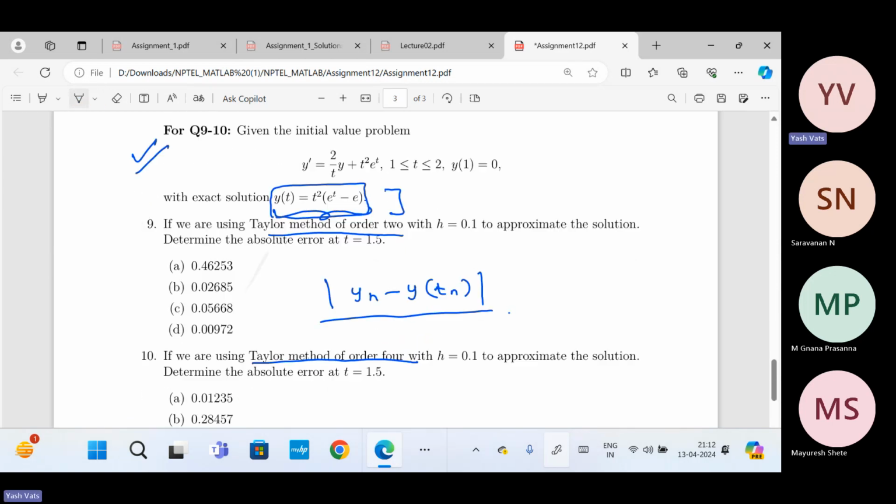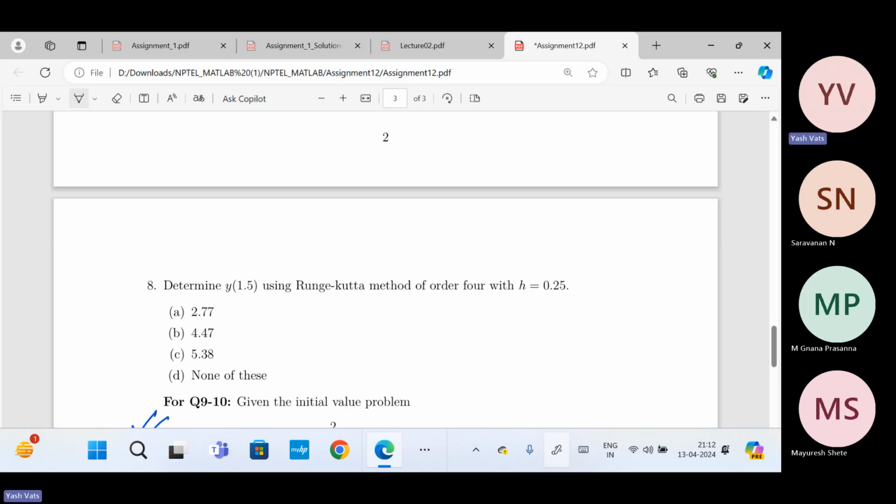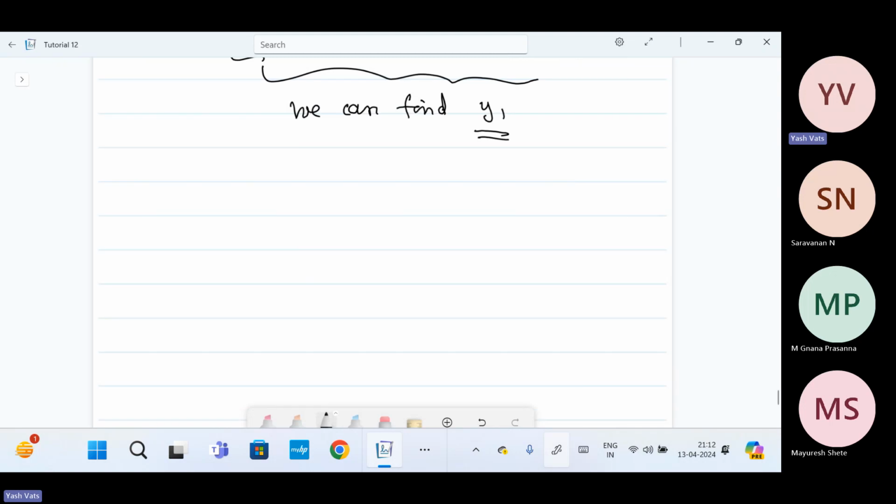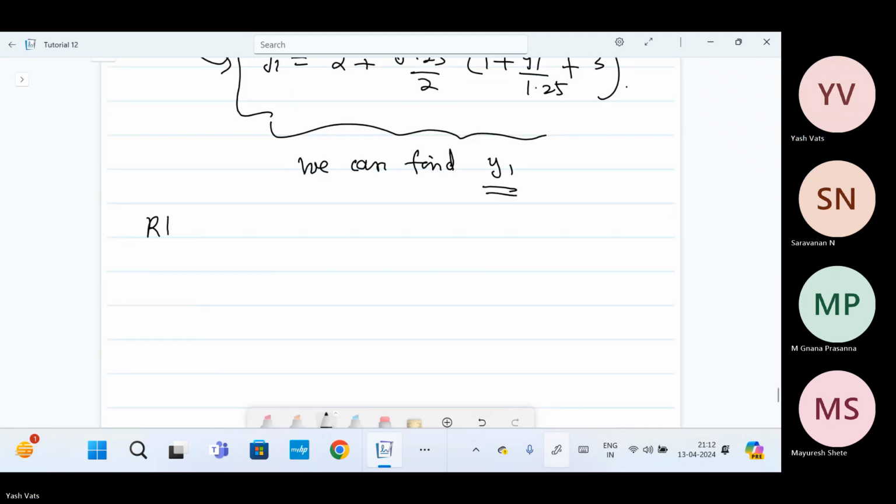Okay, we can have the Runge-Kutta method of order 4. Is it being discussed in the class? RK method. I guess it is not discussed. I will just discuss the formula, and you can use similar iterative techniques to implement that.